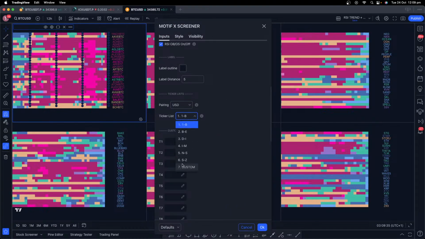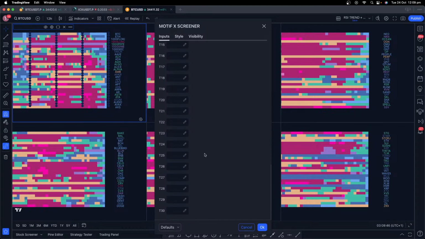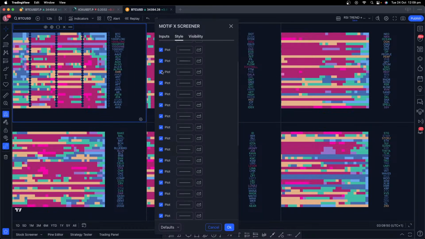You can create your own custom list from these, so if you want to trade Forex, for example, you can click on custom there, and then you'll come in here and input your assets into this, and you can choose up to 30 for there. And then you can turn off the ones that you don't want on by simply clicking these, and you'll see them turning off there.